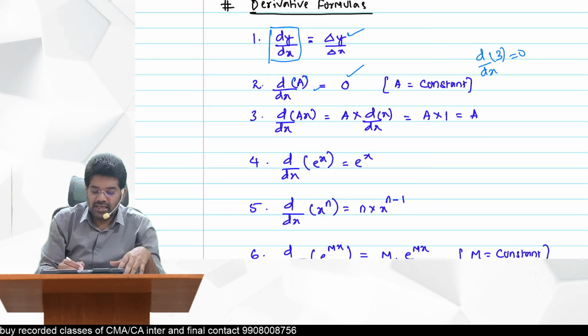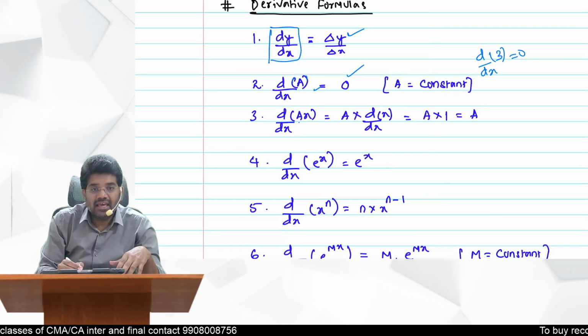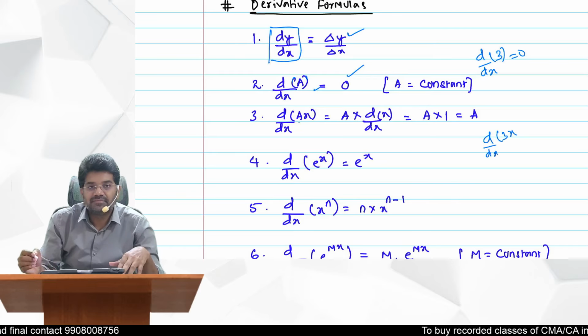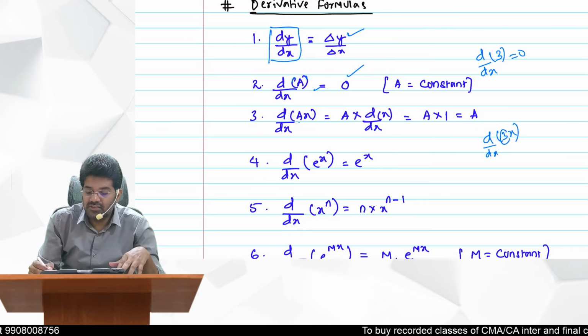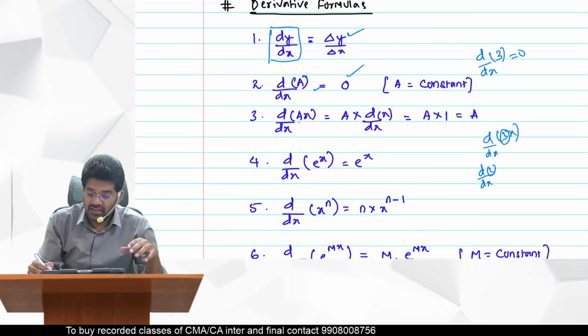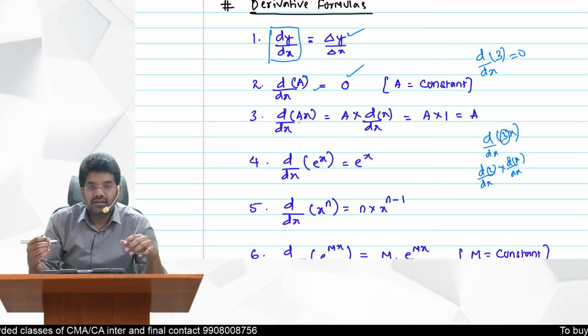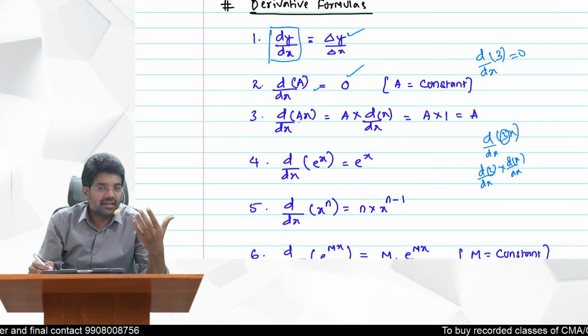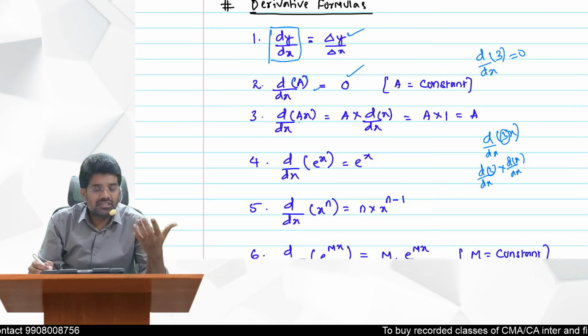Next, d by dx of ax. If you want d by dx of 3x, in this 3 is a constant. Now how to get the value of this: d by dx of 3, and the other one is d by dx of x. So d by dx of 3 is 0, since any differentiation of a constant is 0.